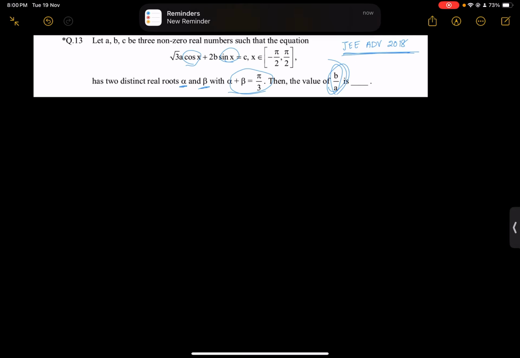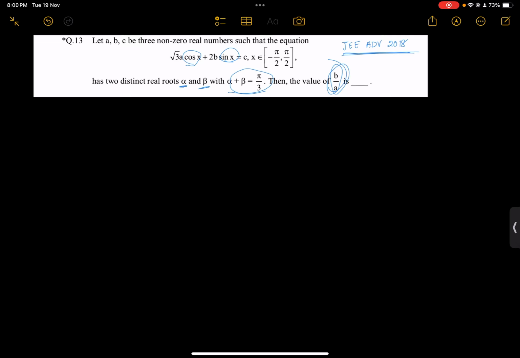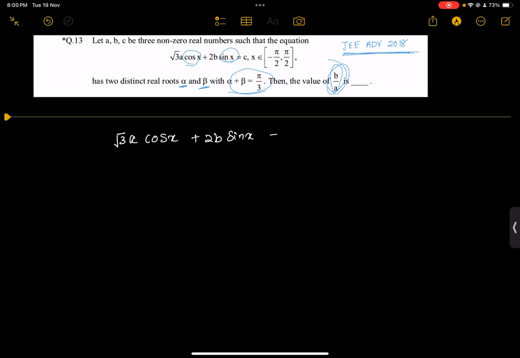But before going through the solution, I'd strongly recommend you to pause the video and then try it out first. Okay, so we are given an equation root 3a cos x plus 2b sin x is equal to c, and x belongs to the closed interval minus pi by 2 to pi by 2. So it has two distinct roots, alpha and beta.